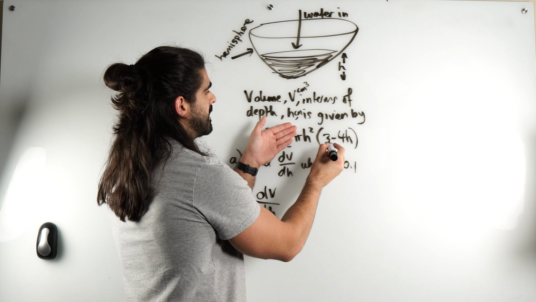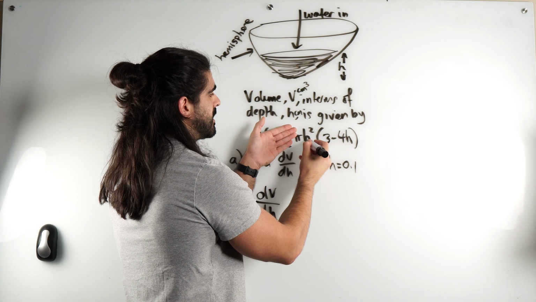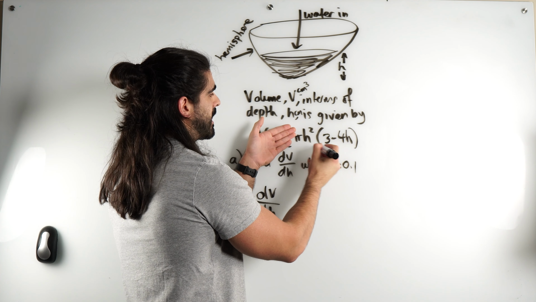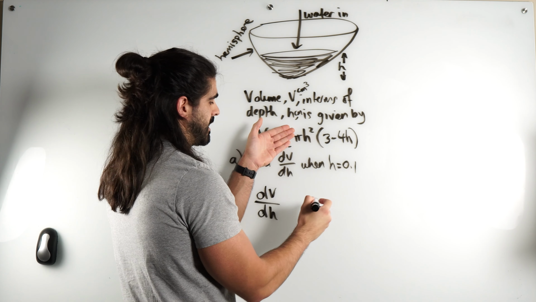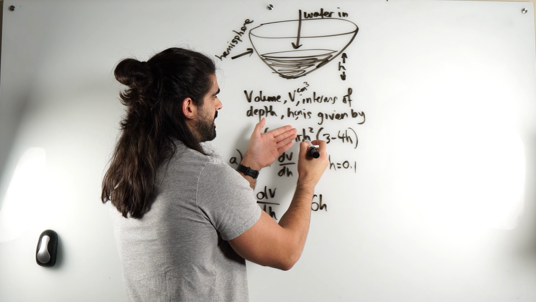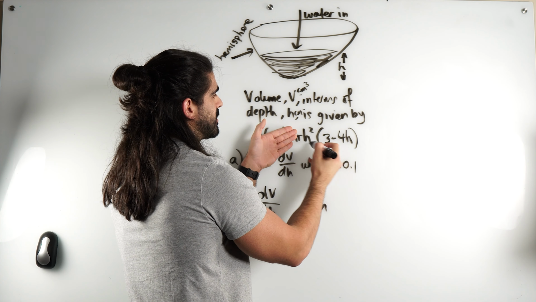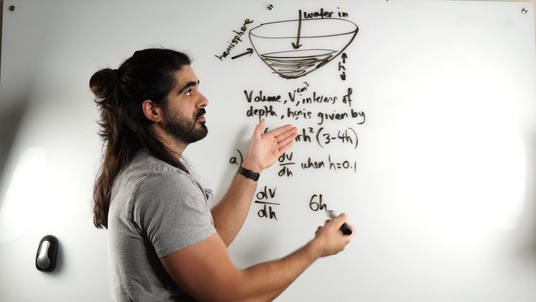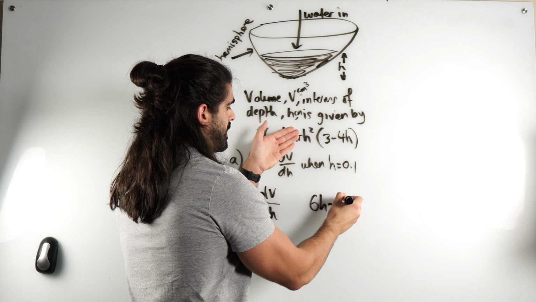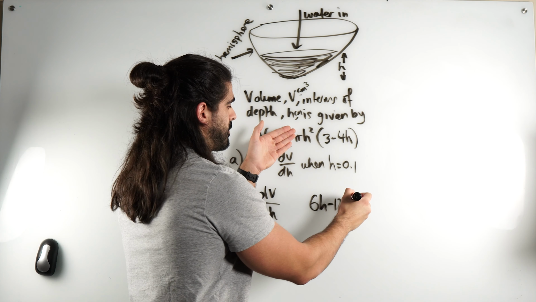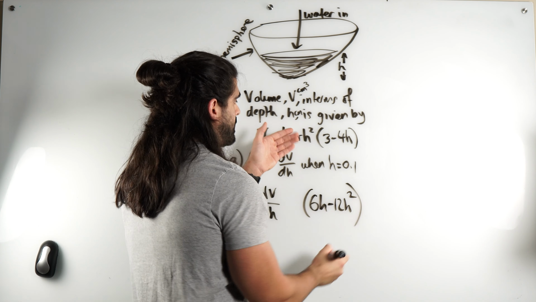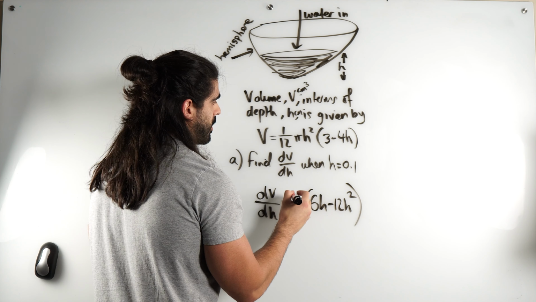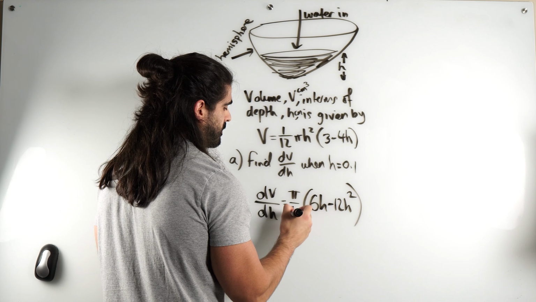So instead, I'm going to differentiate 3h squared. 3h squared differentiates to 6h. Then here, you have minus 4h cubed. Minus 4h cubed, you bring down the 3, it would be minus 12h, then the power goes from cubed to squared. Now don't forget you had that 1 over 12 pi. I'm just going to write pi over 12 for space.